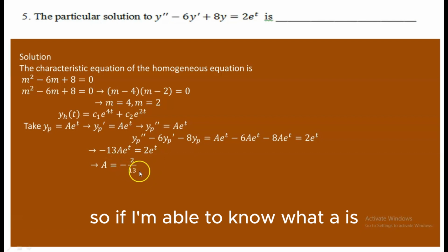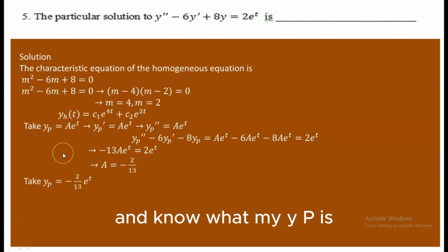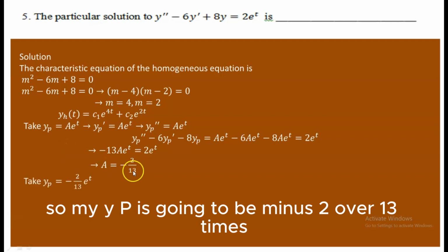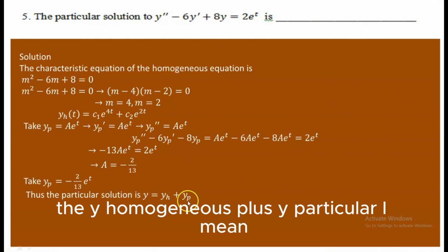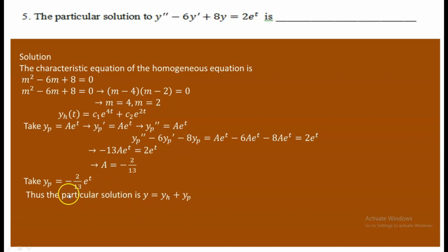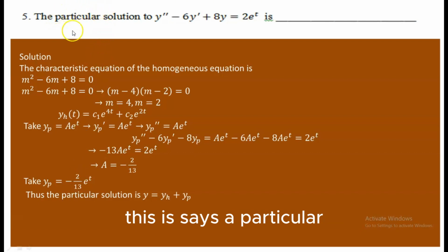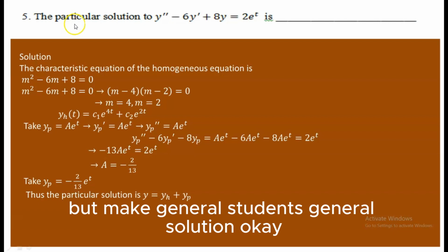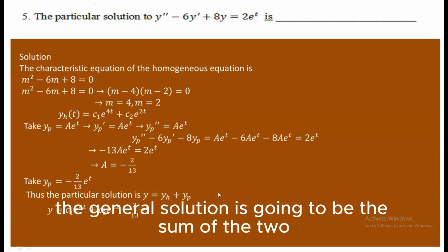So if I am able to know what a is, I can directly substitute that here and know what my yp is. So my yp is going to be minus 2 over 13 times e to the power of t. So the general solution is going to be the y homogeneous plus y particular. This is a general solution, students. Actually, this says a particular, but make it general, students. General solution, okay? So the general solution is going to be the sum of the two.